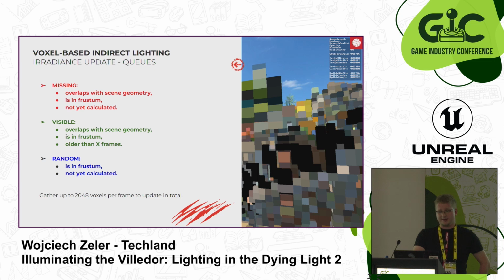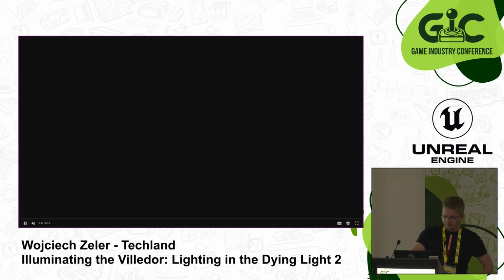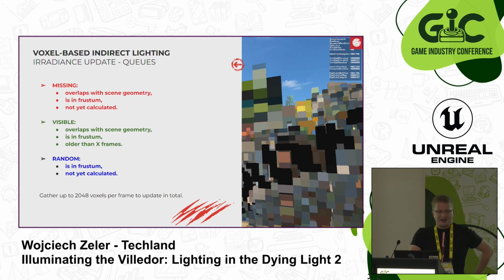So time for the next step, irradiance update. Irradiance, just like the voxelized scene, keeps its data separately for each cascade. And we are unable to update 400,000 voxels in every frame. So we have 3 queues. Each of them had a different set of conditions and priority. And finally, we are gathering up to 2,000 voxels to update in every frame.